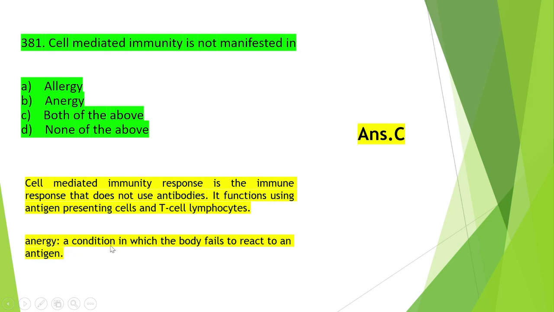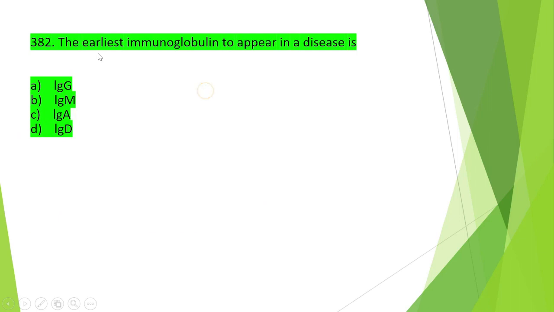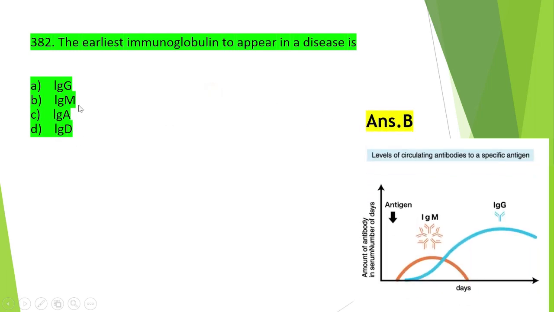And anergy means a condition in which the body fails to react to an antigen. Okay, understand? So move on to the next: the earliest immunoglobulin to appear in a disease is IgG, IgM, IgA or IgD, and the right one is option B, that is IgM. IgM is the immunoglobulin or antibody that is the earliest to appear in a disease when first exposed to our body. So here you can see the first antibody that appears when we are infected with a disease is IgM.